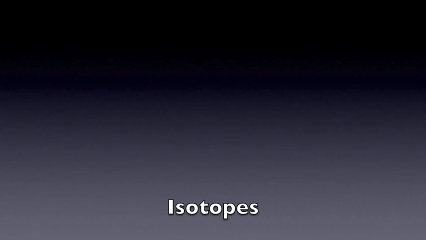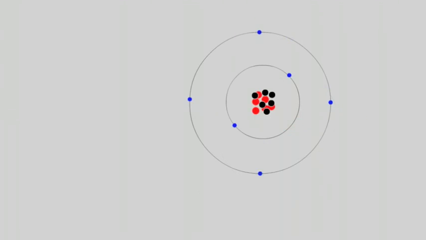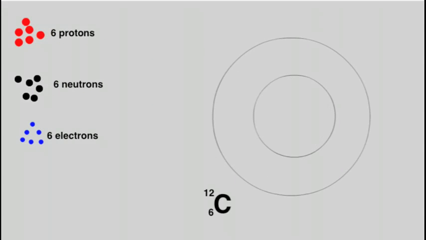Almost all elements exist in more than one form. These different forms are called isotopes. Pictured here is the most common isotope of carbon, that is carbon-12. If we split this picture into its component parts, we can see that the atom has 6 protons, 6 neutrons, and 6 electrons.